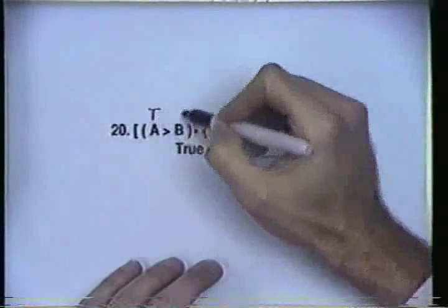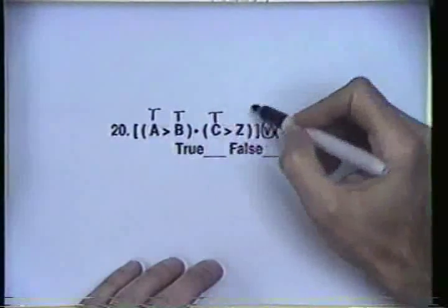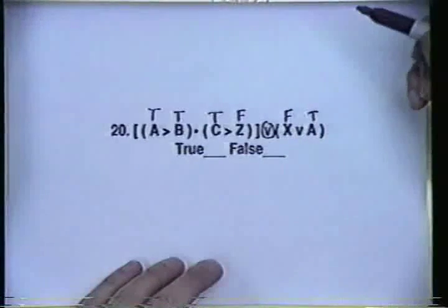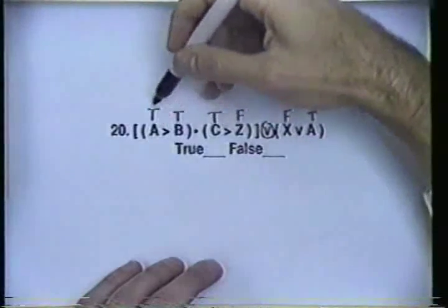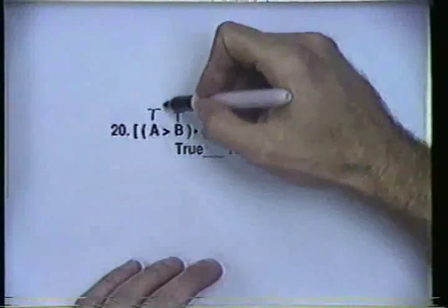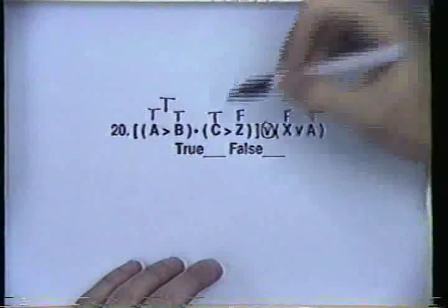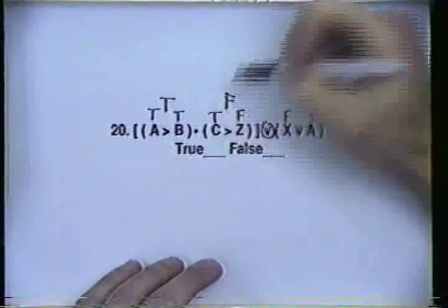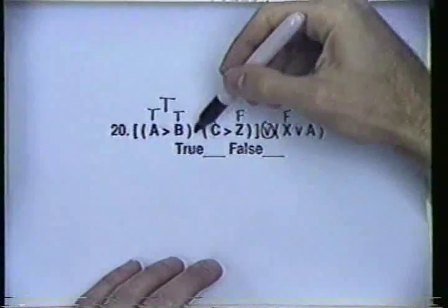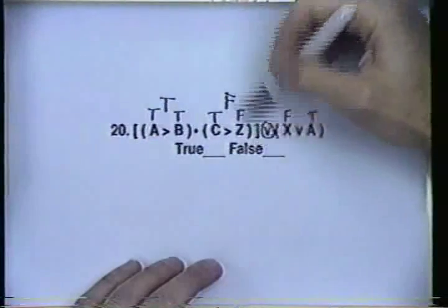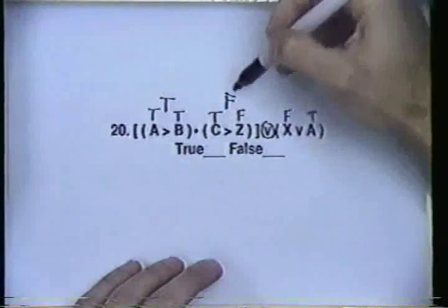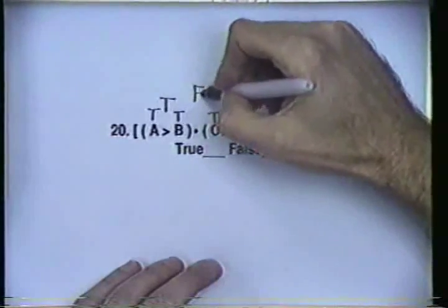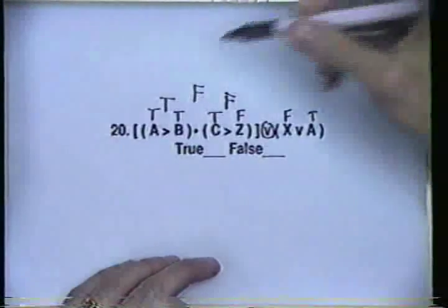So we begin again by assigning true to A, B, and C, false to X, Y, and Z, and work our way out. A conditional with true antecedent and true consequent is true, but a conditional with a true antecedent and a false consequent is false. Now this is a conjunction within the brackets whose one conjunct is true, whose other conjunct is false, making the entire conjunction false. Remember, conjunction is only true when both of the conjuncts are true.